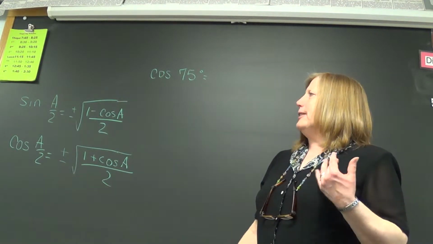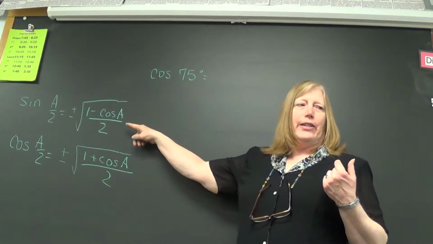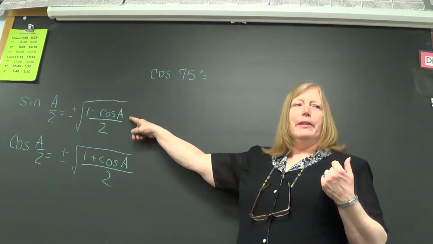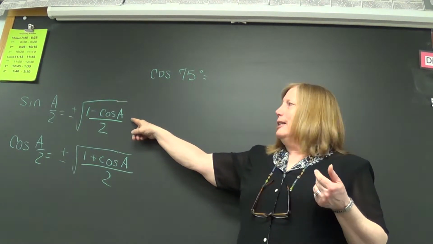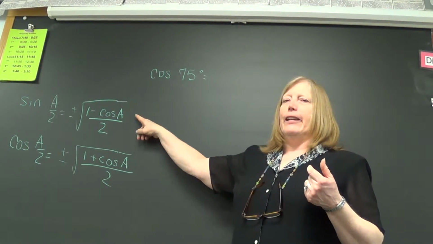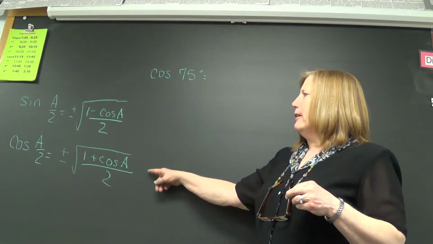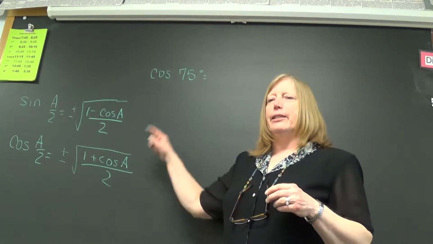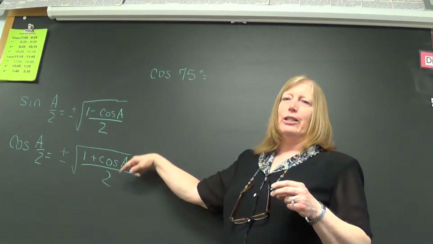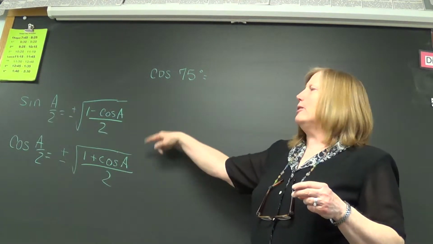It's kind of interesting that even though this one is sine, look what shows up in the middle: cosine. Even though it is the sine of half an angle, it's actually cosine in the formula. And cosine is also cosine. Tell the blind teacher, what's the difference between these two formulas?